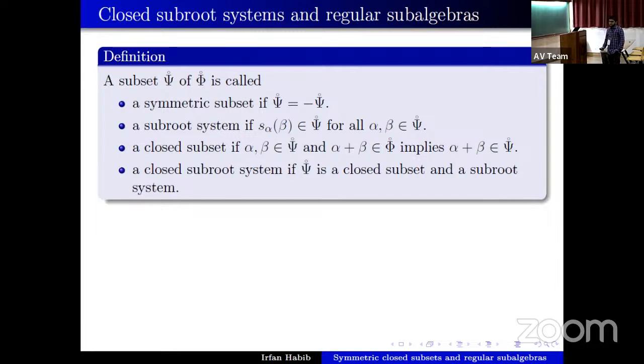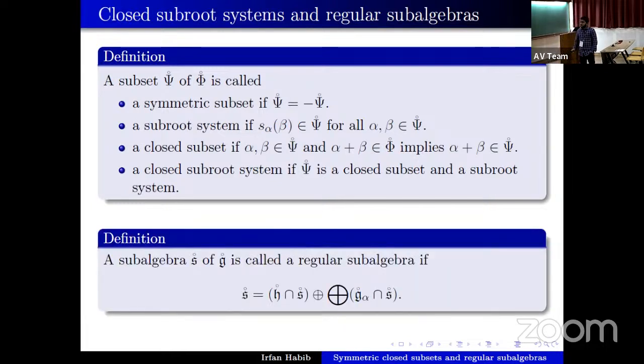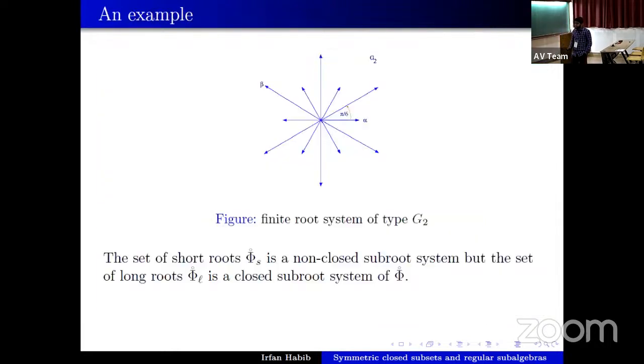This is called a subroot system if it is invariant under all the reflections it contains. This is called a closed subset if you take two elements alpha, beta inside psi naught and the sum is a root, that implies alpha plus beta is inside psi naught. This is called a closed subroot system if psi naught is a closed subset as well as a subroot system. For future reference, let us define a subalgebra of G naught to be a regular subalgebra if it is a direct sum of root spaces.